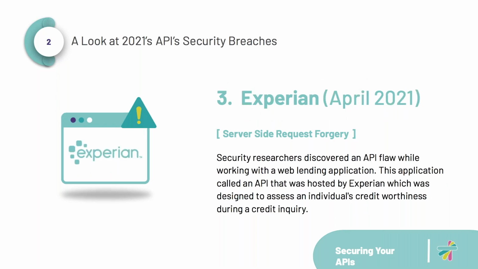Moving on to something that specifically impacted end users, the Experian attack of April 2021. And this, again, involved server-side request forgery. So this was discovered by security researchers that found this API flaw while working with a web lending application. This application called an API that was hosted by Experian, which was designed to assess an individual's creditworthiness during a credit inquiry.